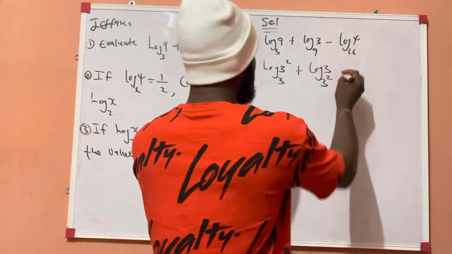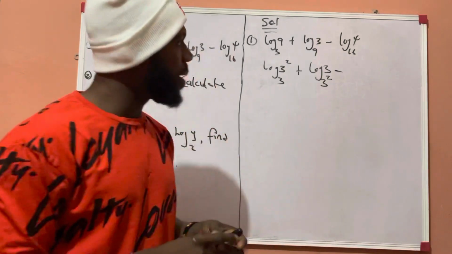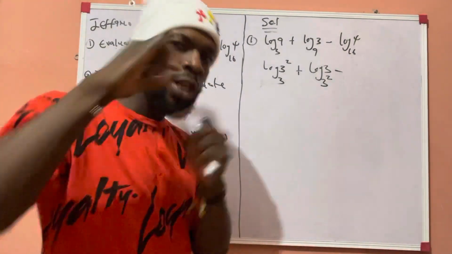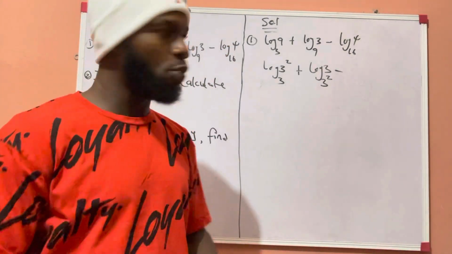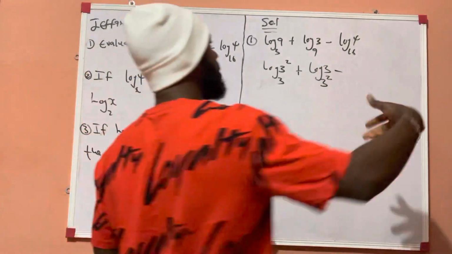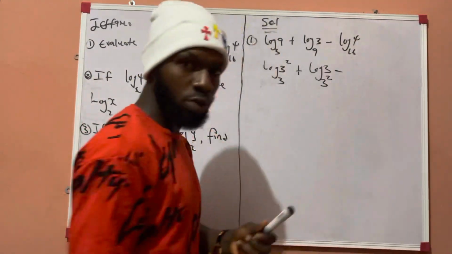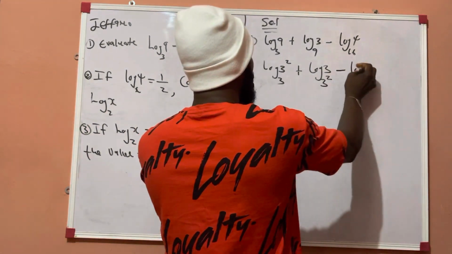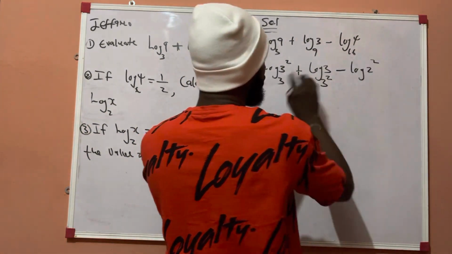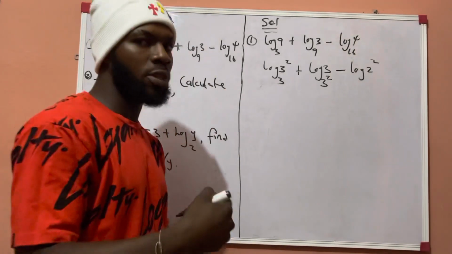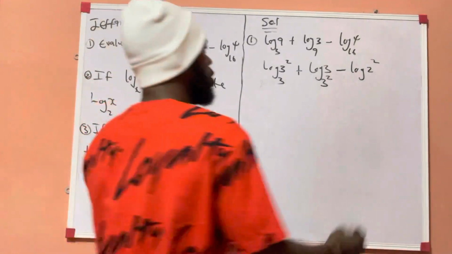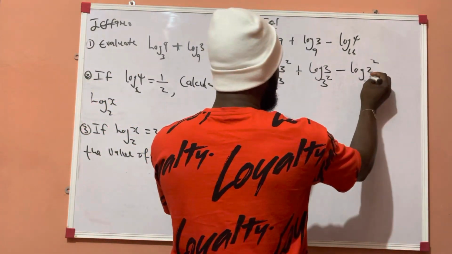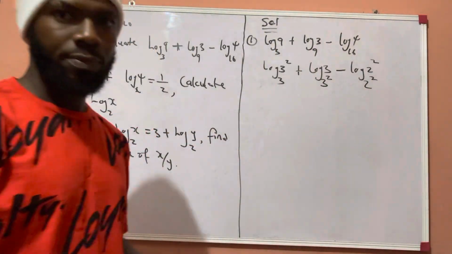Now, minus. Now, log 4 base 16. 4 and 16 have a number that we can break both to, which is what? 2. So if I multiply 2 by 2 to get 4, it is 2 raised to the power of 2. So here becomes minus log 2 raised to the power of 2. Now I multiply 2 four times, 2 times 2 times 2 times 2, to get 16. And here becomes base 2 raised to the power of 4 as well.